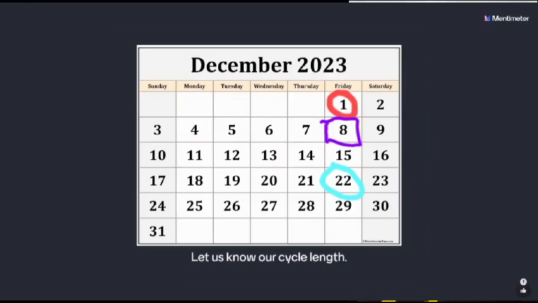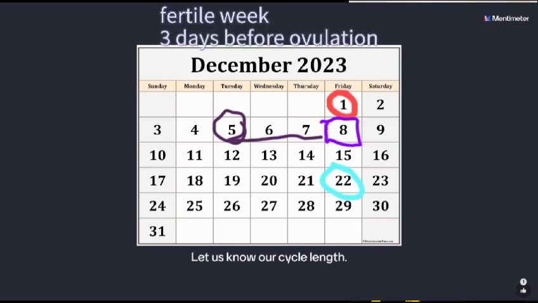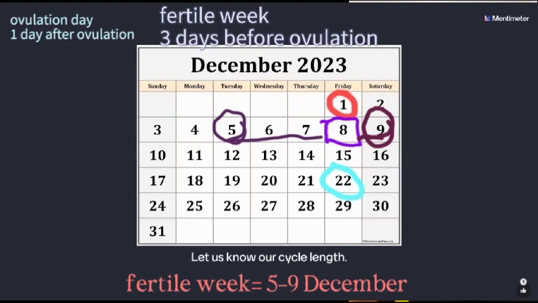Okay, so what is a fertile week? A fertile week is usually 3 days before she ovulated, the day she ovulated, and the day after she ovulated. So she ovulated on the 8th. Let's count. Usually 5 days, 1, 2, 3, 4, 5. So we count 1, 2, 3. That's 3 days before she ovulated. So 5, 6, 7, 8, 9. Those 5 days are her potential fertile week.